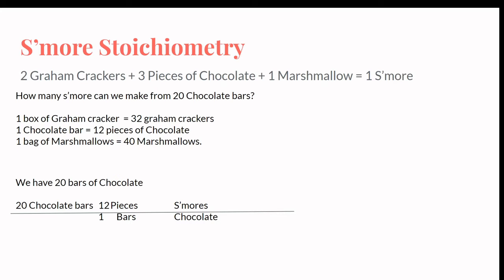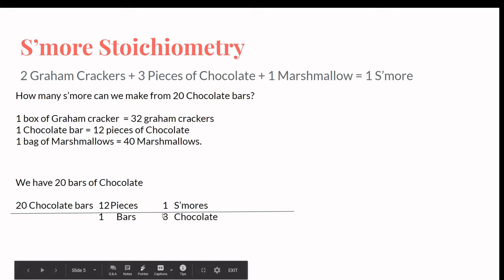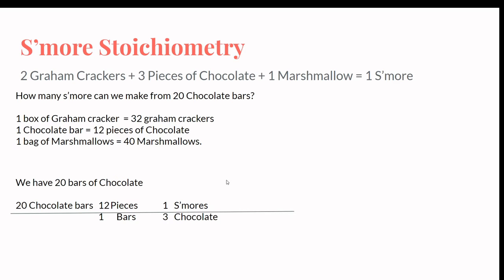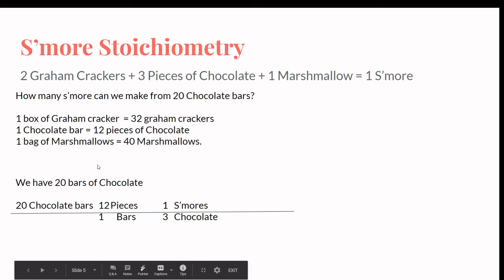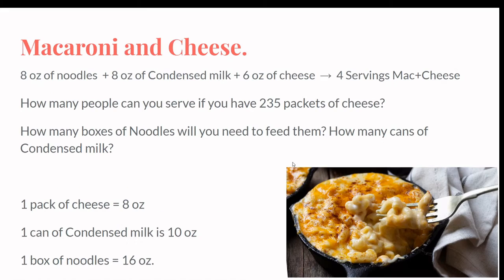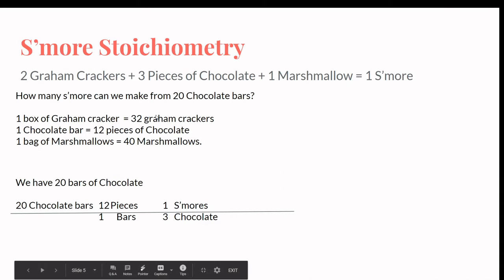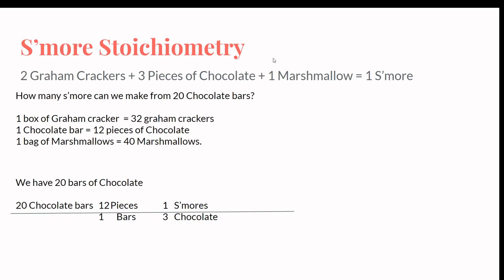So we're going to multiply the top. So we're going to have 20. And then we have to put in our numbers. 1 goes in here from s'mores. And 3 goes in here for chocolate. So we're going to do our math. We'll take 20 times 12 times 1 divided by 3. And it looks like if we have 20 chocolate bars, we can make a total of 80 s'mores. Okay? So 20 chocolate bars will give us 80 s'mores.